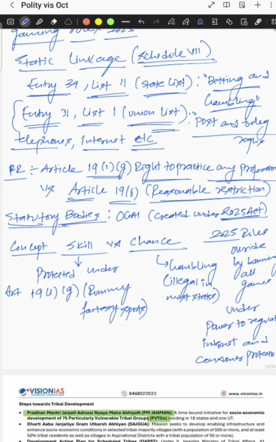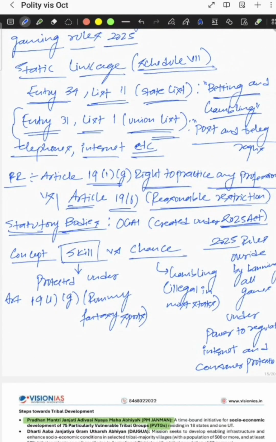It's a statutory body because it's been created under an act. So what we should know is that here is a game of skill and game of chance. So what is game of skill? Game of skill is where you will use your skill. And game of chance is like gambling. It is illegal in most states.